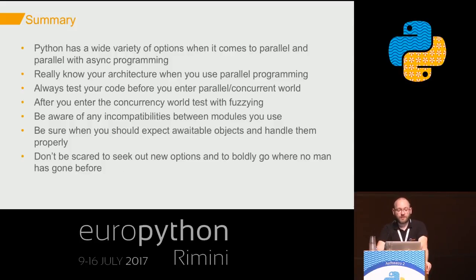Okay, so in summary, Python has a wide variety of options when it comes to parallel and asynchronous programming. You should really know your architecture when you use parallel programming. You should always test your code before entering the parallel concurrent world, so first sequential, then parallel. After you enter the concurrency world, you should test it with fuzzing. I didn't say anything about that, but you can research that. Be aware of any incompatibilities between modules, and I assure you that they do exist. Be sure when you should expect awaitable objects in asynchronous programming and handle them properly.